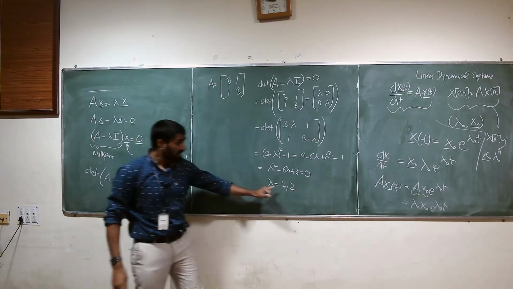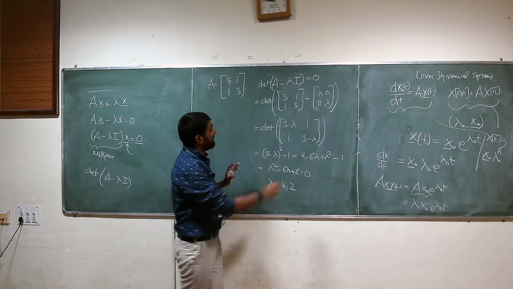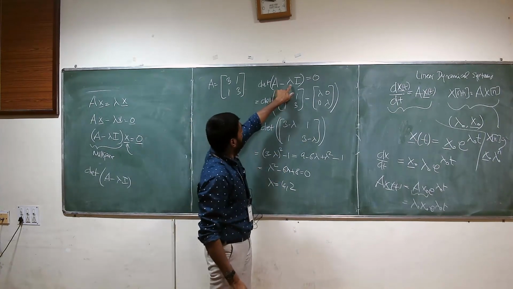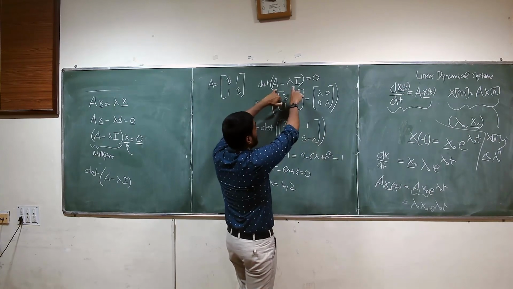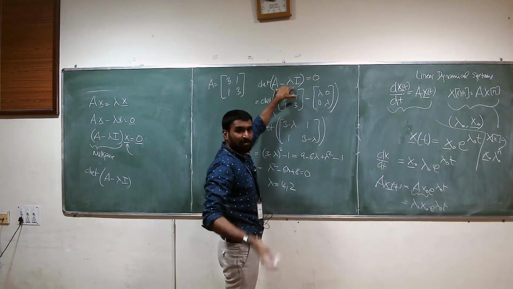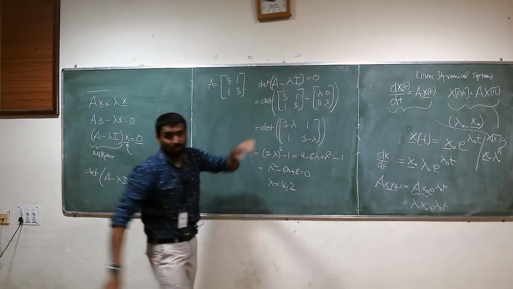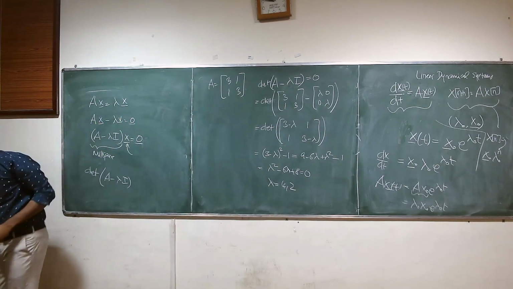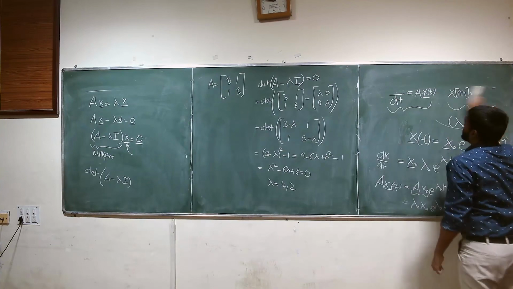So these are the two eigenvalues for this matrix. That's because if you choose lambda to be 4 in this expression, A minus lambda I will become singular. If you choose lambda to be 2, A minus lambda I will become singular, which is equivalent to saying the determinant is 0. Right. So now that we know the eigenvalues, we need to find the corresponding eigenvectors.